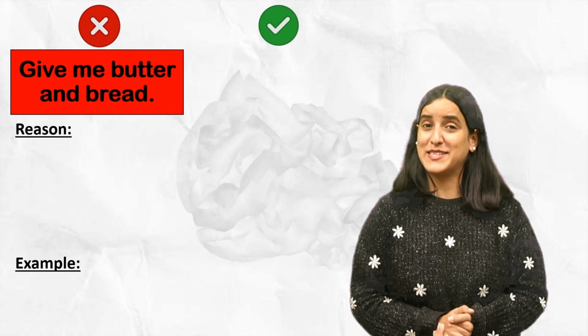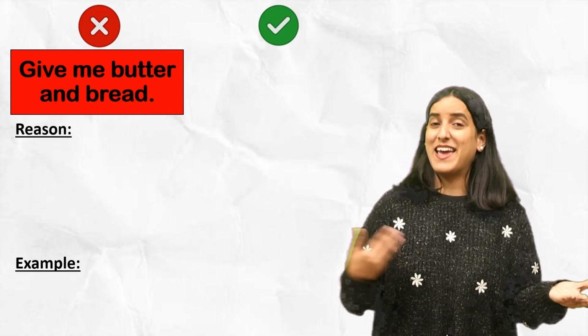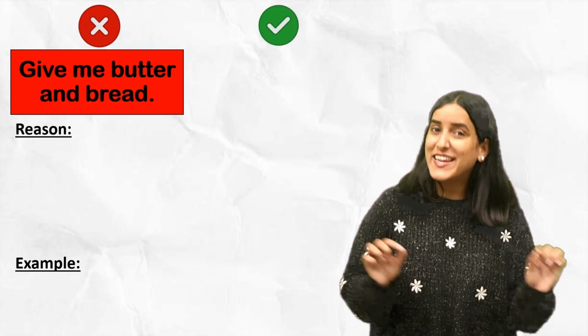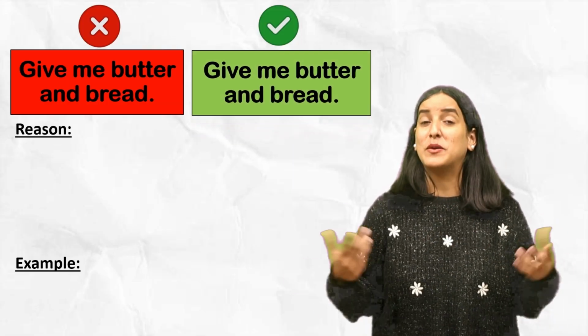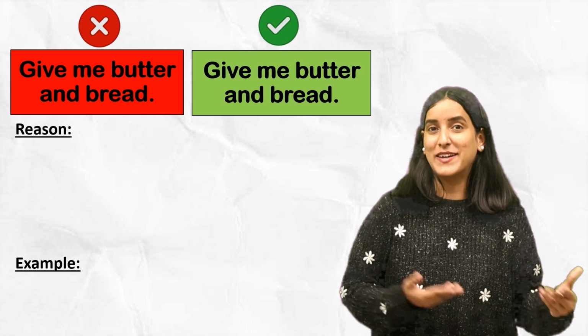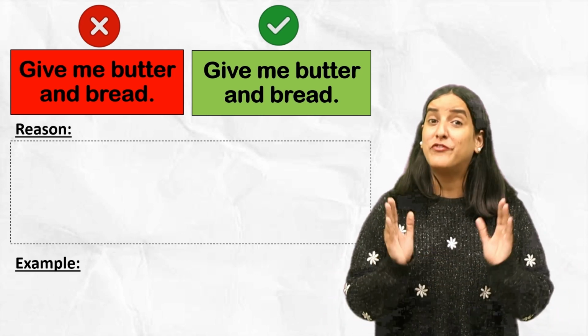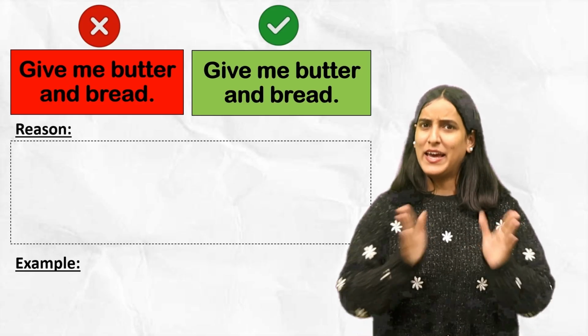The first one being this one, give me butter and bread. The correct one should be give me bread and butter. It should be the other way around, but why? Why can't we say, butter and bread? See, the simple reason being English has many fixed expressions. Okay, what do we call them?